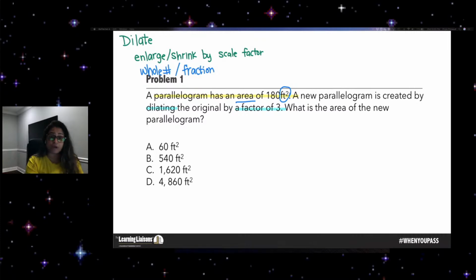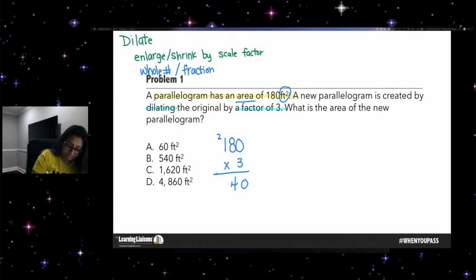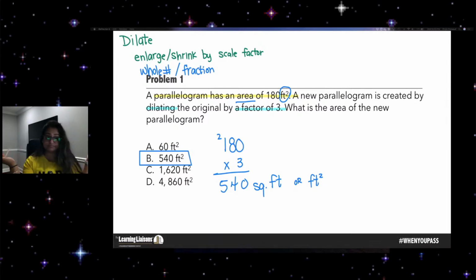So let's go ahead and do the problem. So it says that it's dilated by a factor of 3. So we're going to take 180, multiply by 3, and we're going to get 540 square feet, or feet squared. And that is actually the area of the new parallelogram. All right, any questions? Doesn't seem so bad, right?